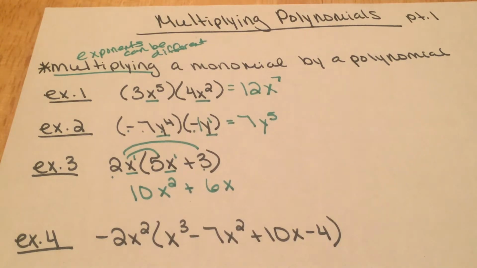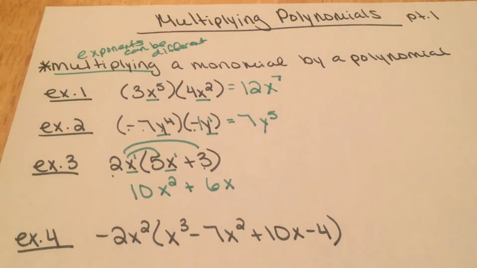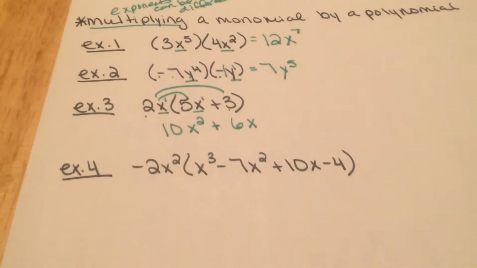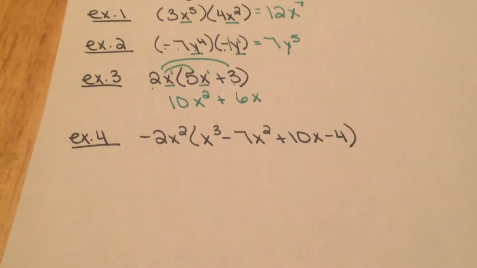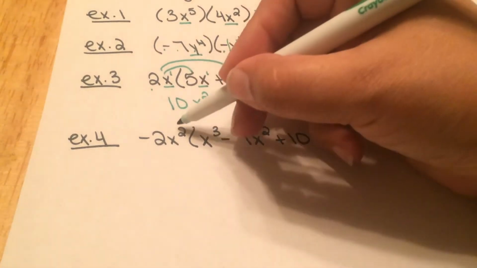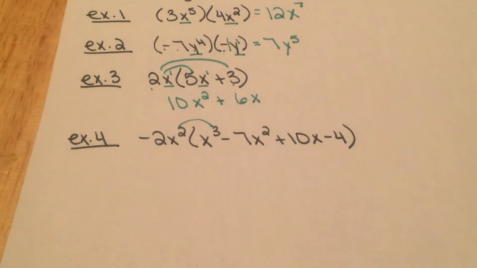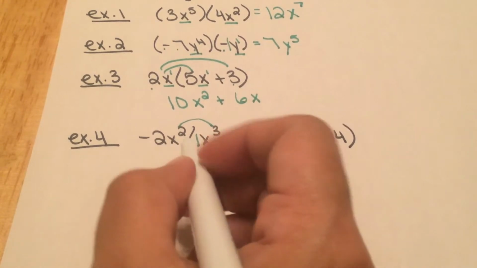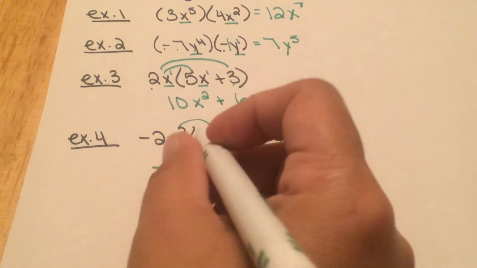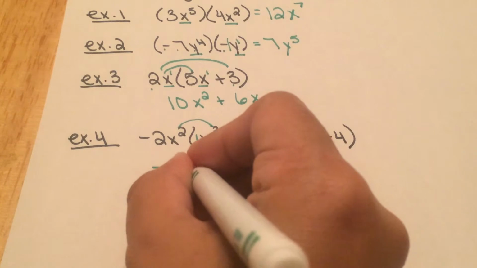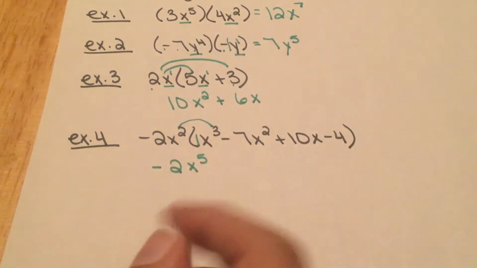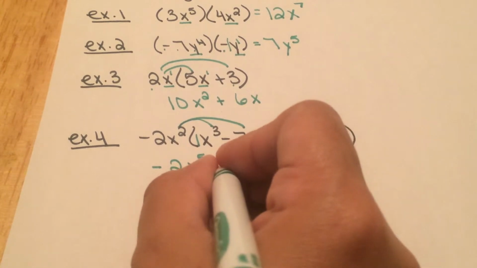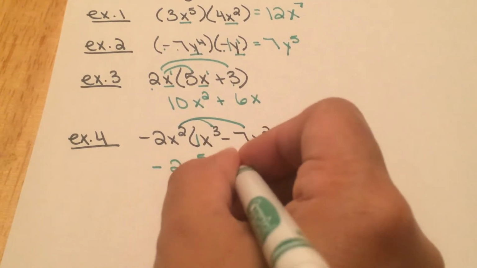All right, our last example, example 4, is probably going to be the trickiest, not because the math is super hard, but because there's just so many terms here. So let's look at that example 4. First thing we know we're going to do is, again, distribute to every single term within those parentheses. So negative 2 times positive 1 will give us a negative 2. X squared times x to the 3rd gives us x to the 5th. Negative 2 times negative 7x squared is going to give us a positive 14.